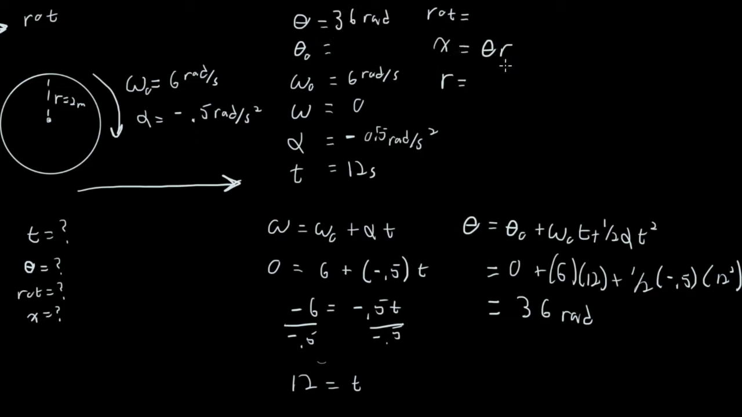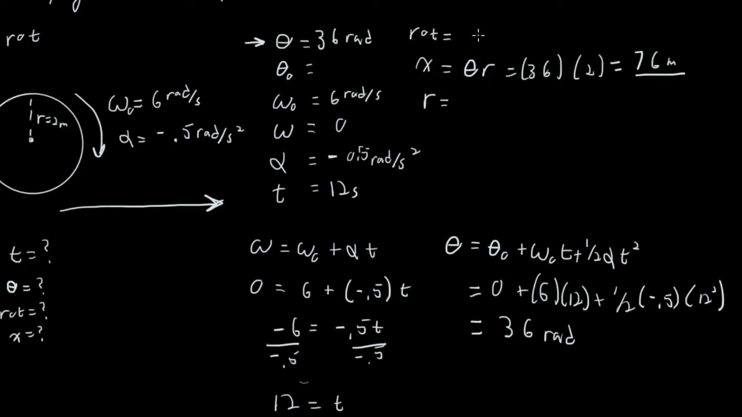Now, how far would that be linearly? Well, we can just take 36 times our radius of 2. 36 times 2 is 72 meters. And so it's as simple as that. We just take whatever our angular value is multiplied by the radius.